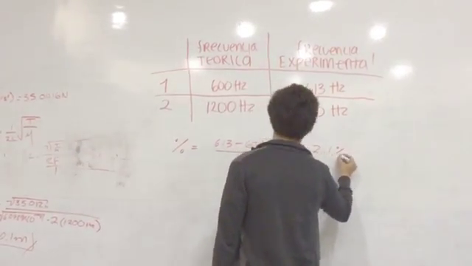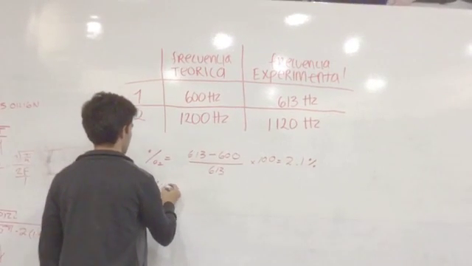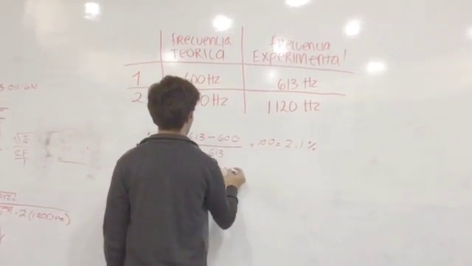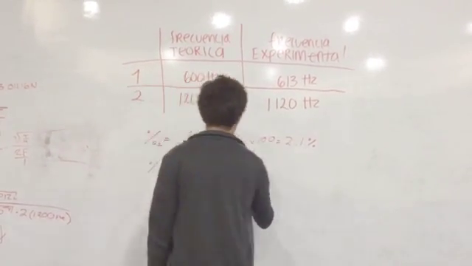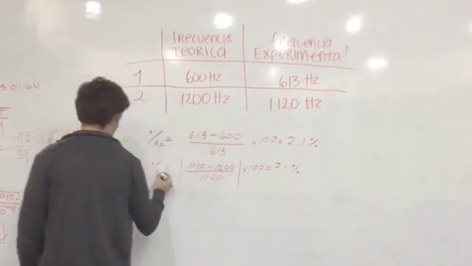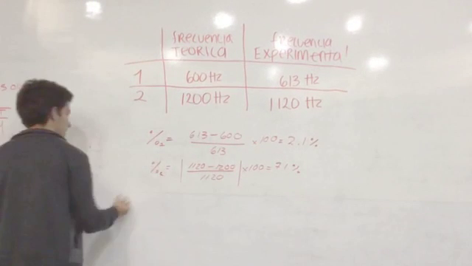Our error percent was really low, being 2% in the first frequency and 7% in the second frequency. However, this difference between the theoretical value and the experimental value may be due to inaccuracies of the app and inaccuracies in the measurements.